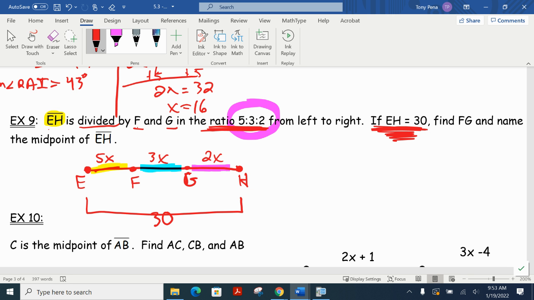Joe. Good. All of those added up. So the yellow, blue, and purple. So the 5x, the 3x, and the 2x all added up. Those have to equal the overall amount, which is a 30. And then we're going to solve this. We go ahead and divide.